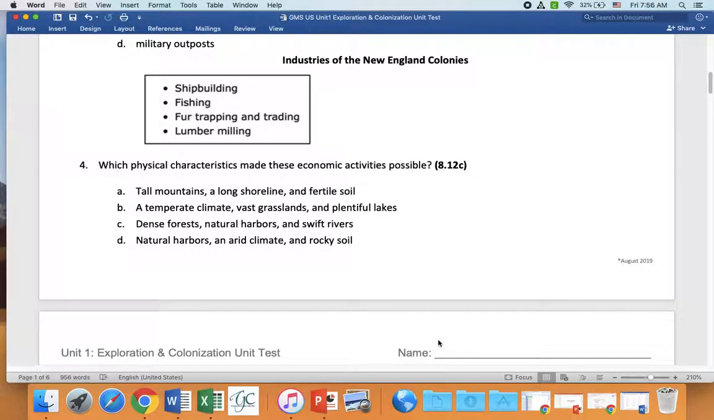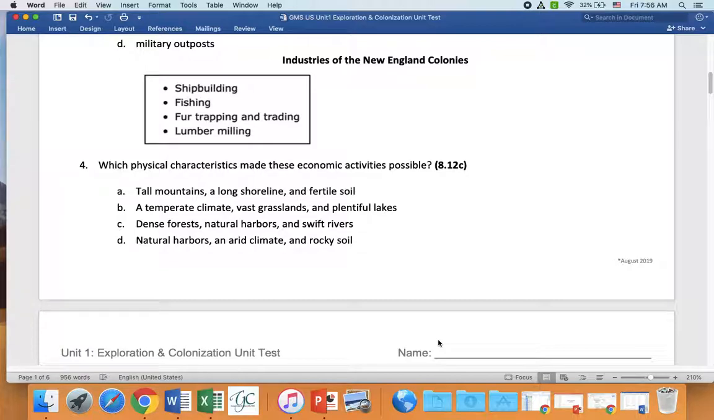Question number 4. The infographic shows industries of the New England colonies: shipbuilding, fishing, fur trapping and trading, and lumber milling. What physical characteristics made these economic activities possible?